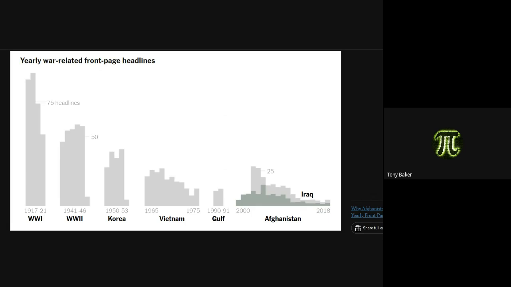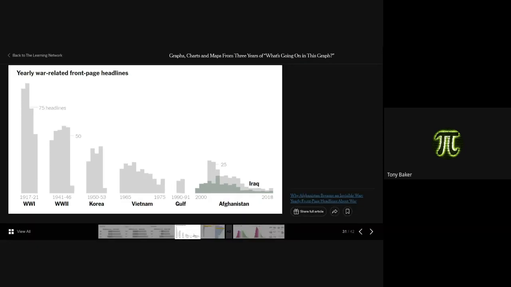But I think the diversification of media also plays a role in it, and that's where, when we're looking at graphs, you have to look at who is putting them out. Like this was put out by a newspaper to show how we're not talking about it anymore. So little things like that.